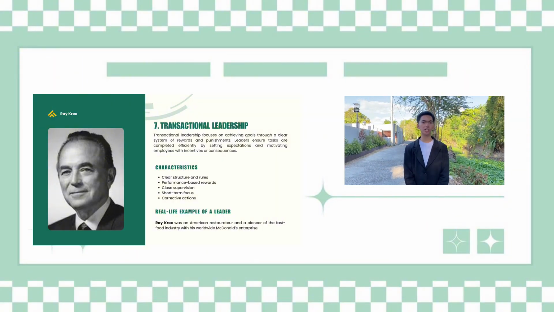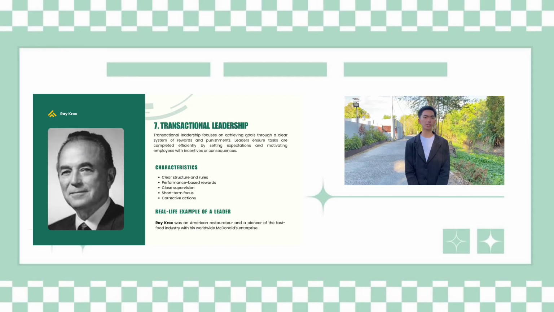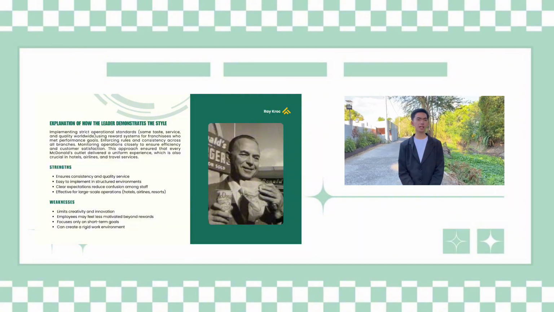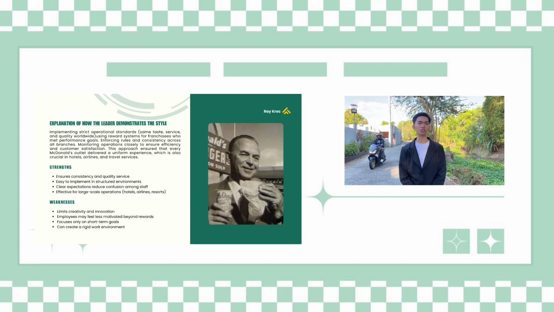Ray Kroc, an American visionary who was behind the aggressive, successful franchising of McDonald's restaurants, developed the McDonald's Corporation franchising program. So how does the leader demonstrate the style? He focuses on maintaining consistent quality and performance across all branches by enforcing strict standards, rewarding good results, and closely monitoring operations to ensure efficiency and customer satisfaction.